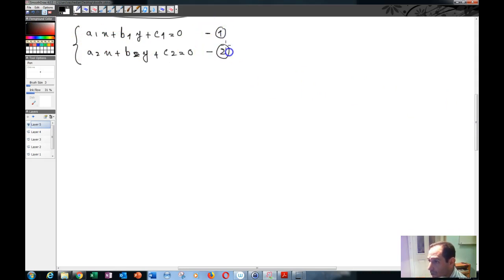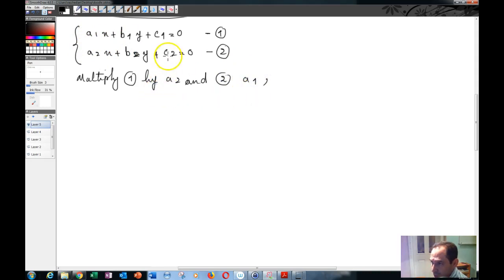So in order to get rid of my x's, I'm going to multiply equation number 1 by the coefficient of x in equation number 2, which is a2, and then multiply equation number 2 by the coefficient of x in equation number 1, which is a1.